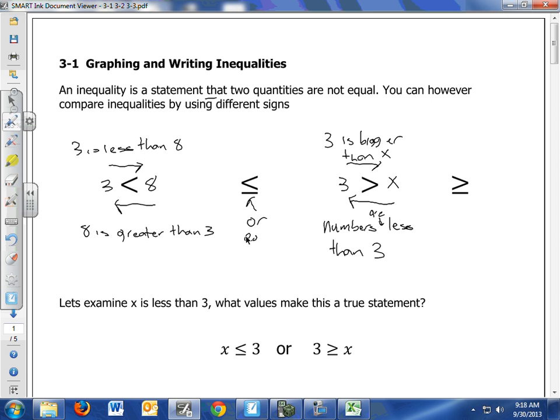Or equal to. Now, I'm not going to say this is a less than symbol. I'm not going to say that because in math you can read things both ways. This is a less than or greater than symbol. However, it's not just a less than or a greater than symbol. It's a less than or greater than or equal to symbol.